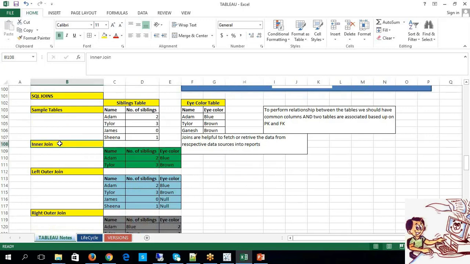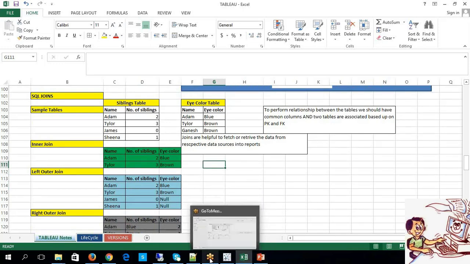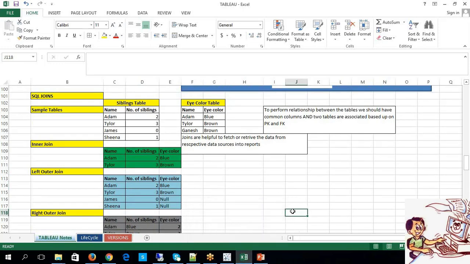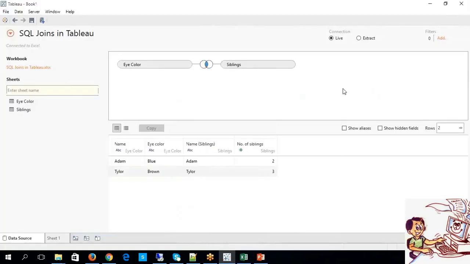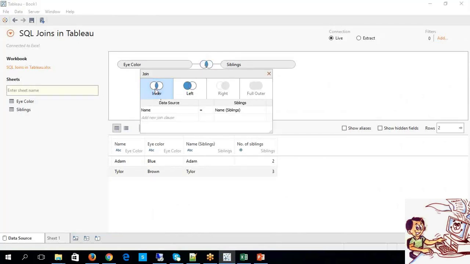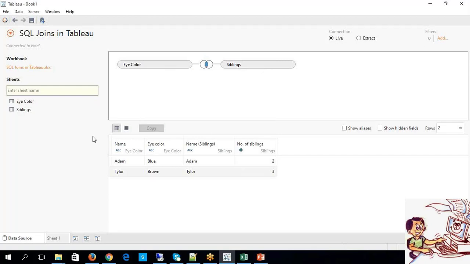Now when you perform the inner join, in the sense, inner join retrieves the common values of common columns between the two tables. Common values of common columns.